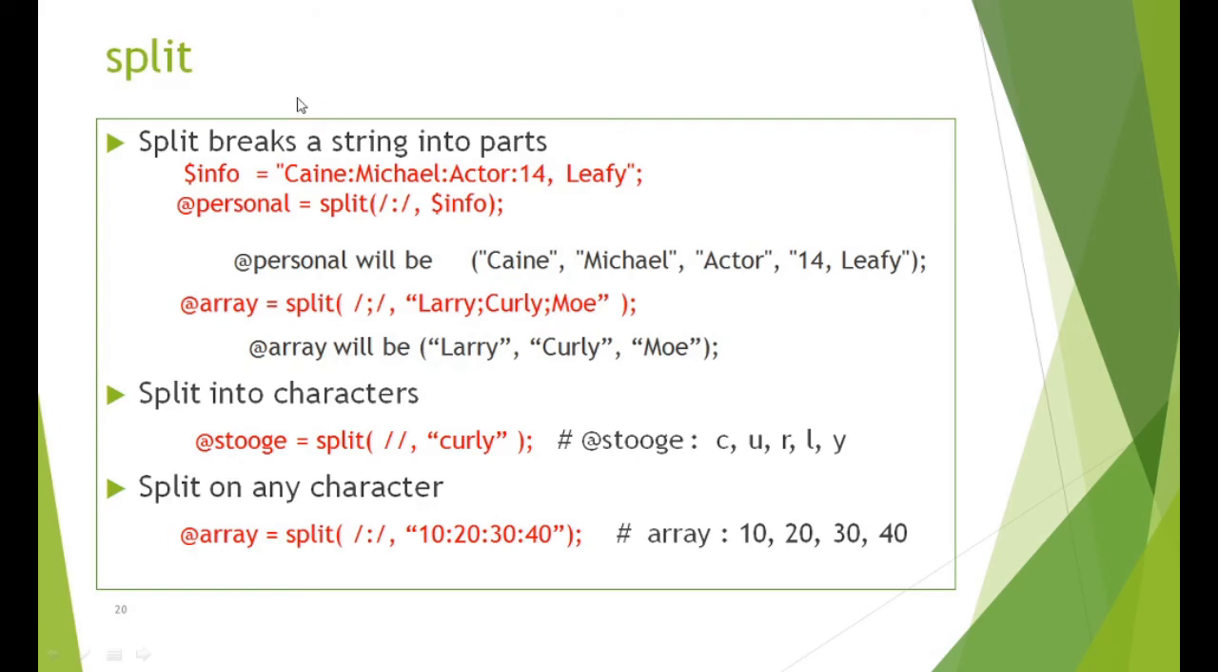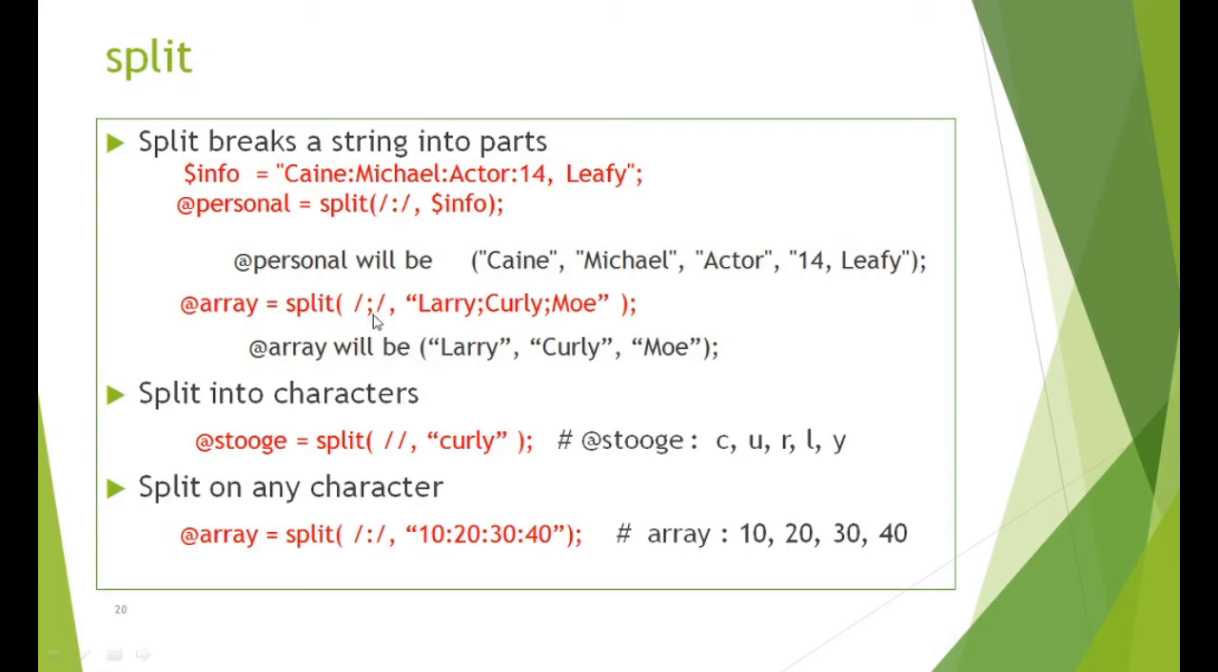You have one function called split, which takes a string and splits into parts. So here you have to give a delimiter, Cain : Michael : actor : something. So this variable, I'm just applying it on the split function. So here this variable content will be split using the delimiter colon. So it will be assigned to an array. So the first element of the personal will contain Cain, and the second element will contain Michael, third element will contain actor, and fourth element will contain 14 Leafy.